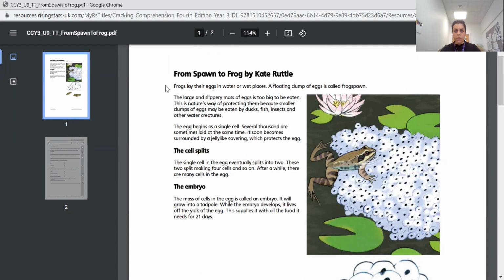Let's have a read of the sentence. Frogs lay their eggs in water or wet places. A floating clump of eggs is called frog spawn. So I'd like you to write down on your piece of paper the answer of what is frog spawn. And we've got the answer from that sentence. I'm not going to tell you what it is yet. I'd like you to write down what is frog spawn. And it's in those first 2 sentences.